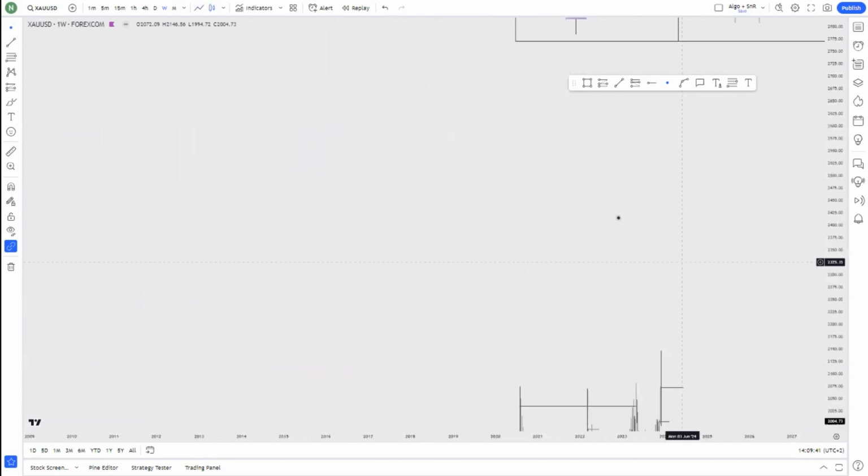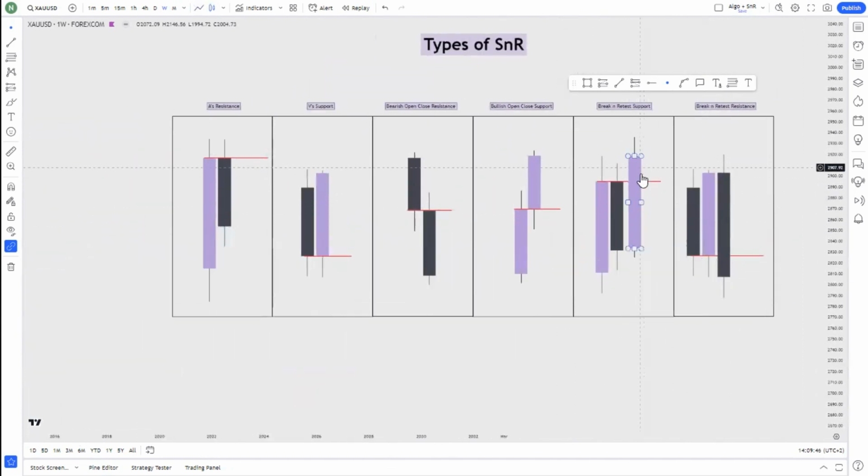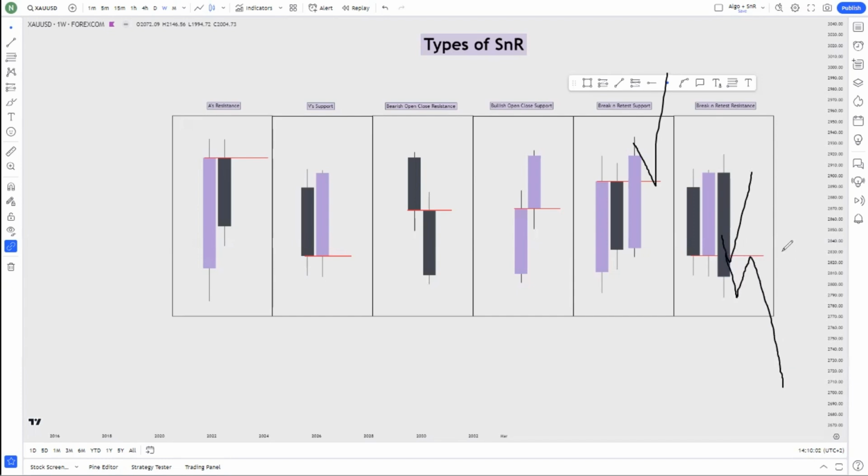So there's some instances when the market fails to respect the resistance right here. The market just closes above the resistance. There is a possibility that this becomes a retest right here to the upside. Then here, if it fails to become a support, then it would just become a resistance to the downside. That's just one of the possibilities. So right now, these are just the basis of understanding what is SNR.